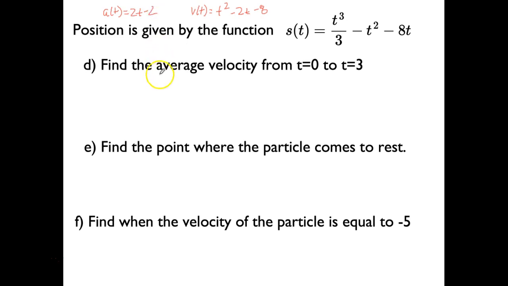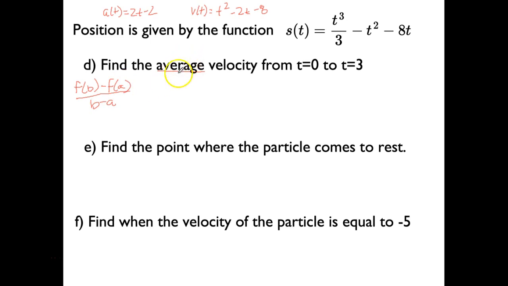Okay, find the average velocity from 0 to 3. Now remember, if you see the word average, that's not the same as just finding velocity, okay? Whenever you see the word average, that's saying to do it the old-fashioned way, the algebra 2 way of doing this, or algebra 1 even. The f of b minus f of a all over b minus a.